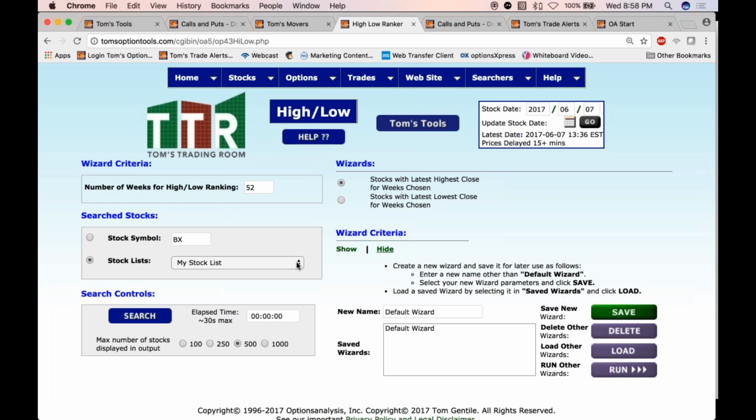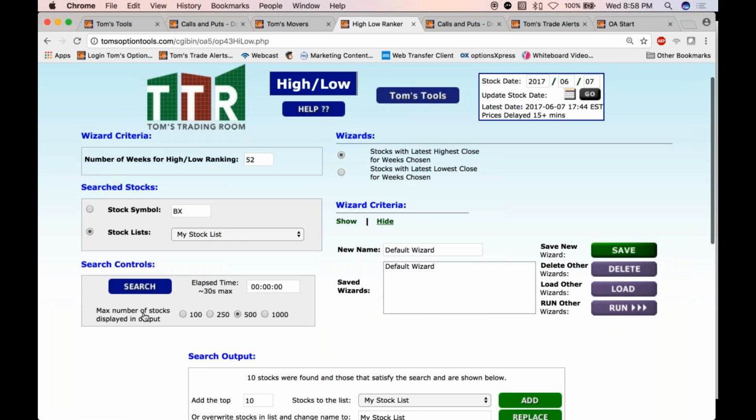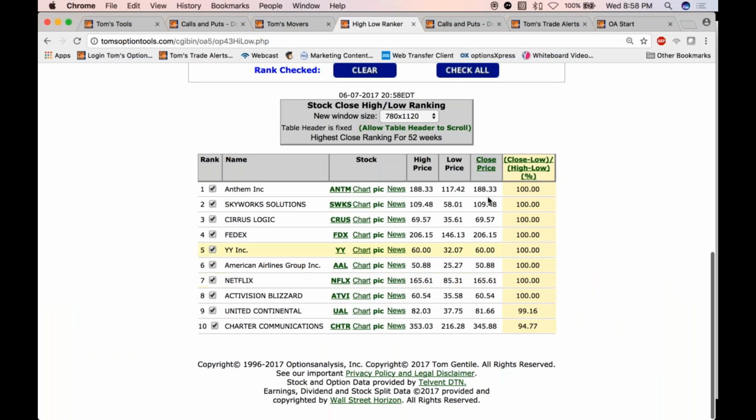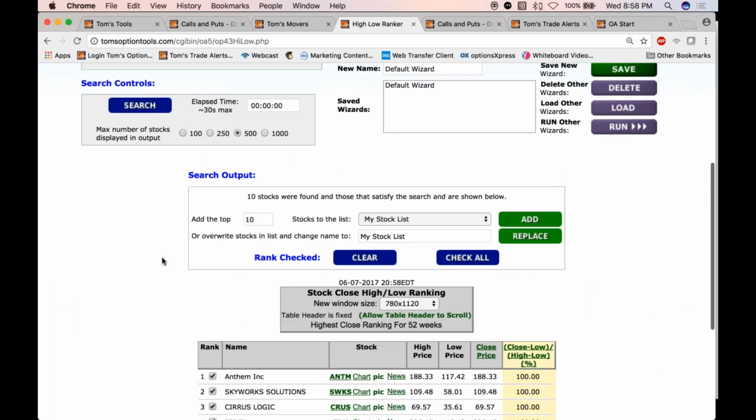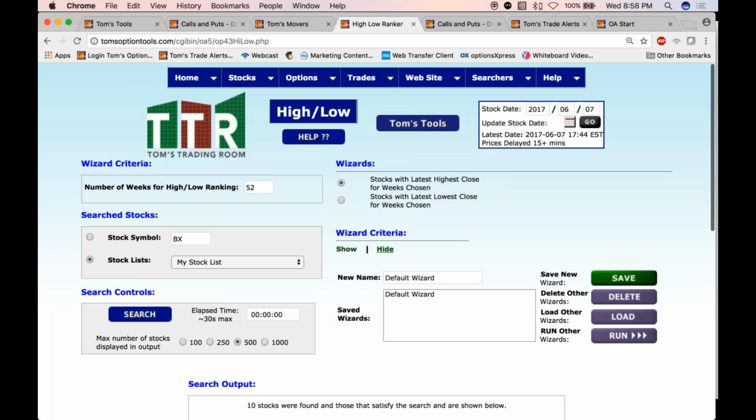For instance, let's just do a quick look at our stock list. Remember, there's only 10 stocks in there. So very quickly, I can see that all 10 of those stocks are near their yearly high. How do I know that you're near a yearly high? Look up here for a second. Number of weeks in the HighLow ranking, 52. I'm looking at stocks with the latest highest close for the weeks chosen. And I looked at those top 10 stocks in my stock list.